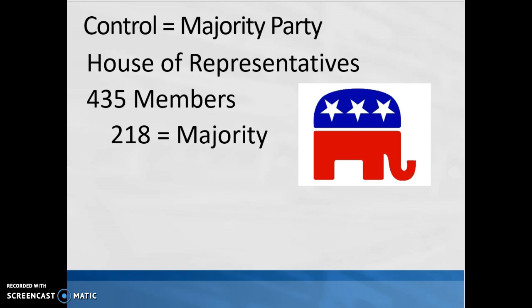And so at that point, they will count up the number of members, and whichever party has more than 218 will have the majority. Currently in the 115th Congress, the Republicans have a 20-point majority, so they have a large number of members over that needed 218, and so they are said to have control. And so I put this elephant there because that's the symbol of the Republican Party. And it's crucial. It's everything.